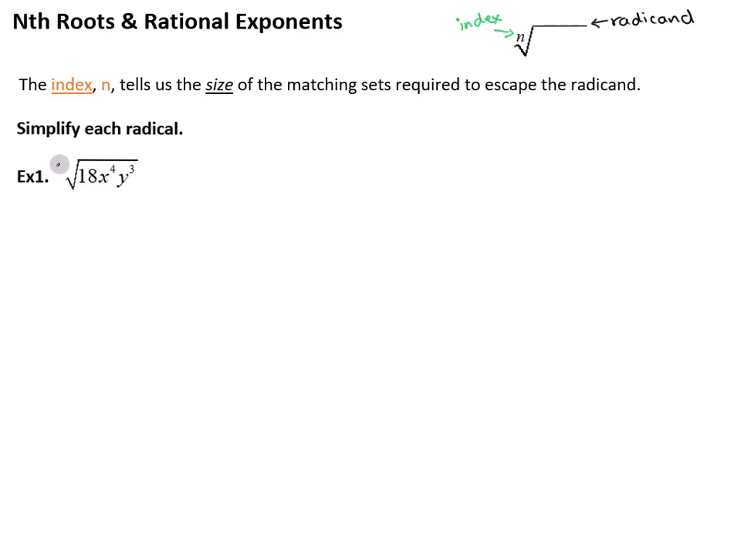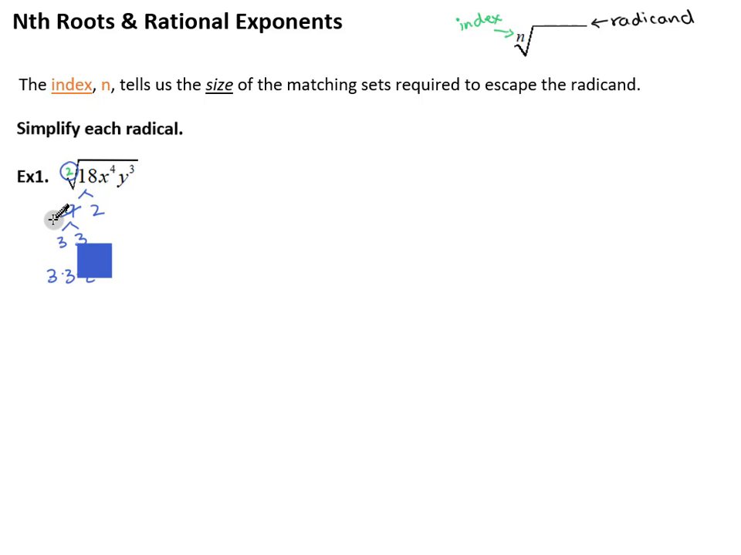Okay, so here's our first example. Simplify each radical, and we'll try 3 of these out. Our first one you would recognize as a square root, right? And again, if you don't see an index written in this indentation, it's assumed to be 2, the most common root, or square root. What that means is we need sets of 2 to escape a radical. So if we looked at our factors of, say, 18, we could break that down as 9 and 2, and 9 breaks down as 3 and 3. So the prime factors of 18 are 3 times 3 times 2.